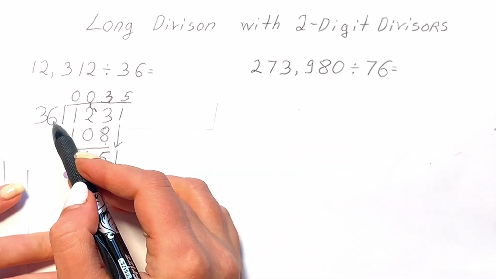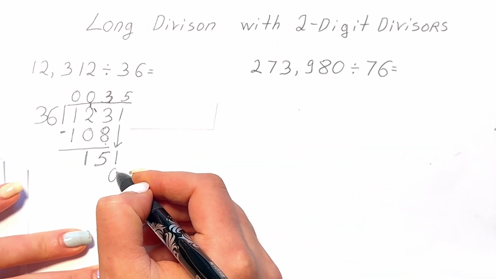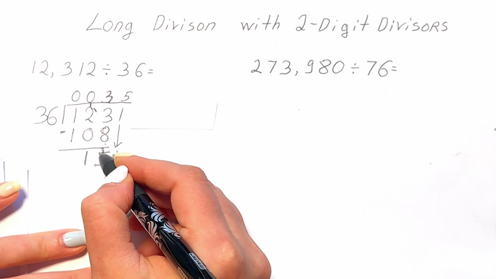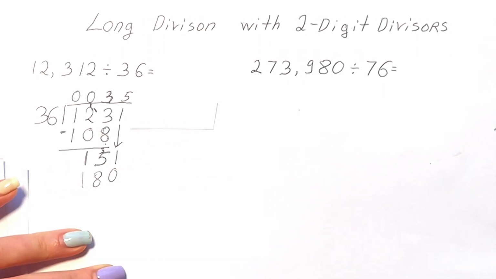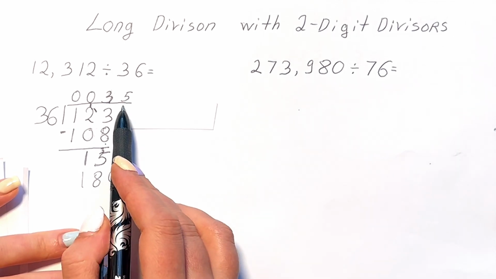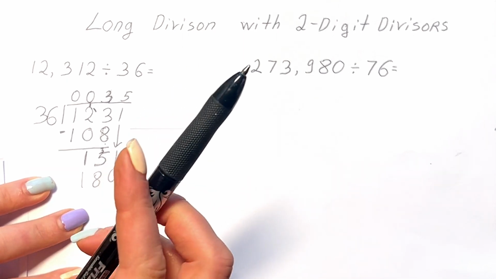So 5 times 6 is 30. I'm gonna put the 0 and carry the 3. 5 times 3 is 15. 3 more will be 18. Okay. So 180 is bigger than 151. So it means our imaginary number 5 is not working. We're gonna go 1 digit less.